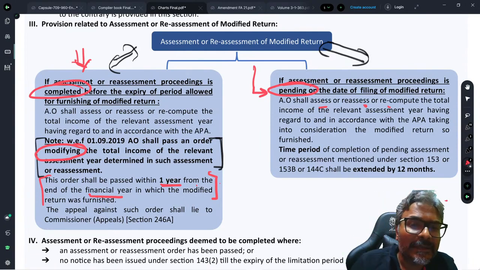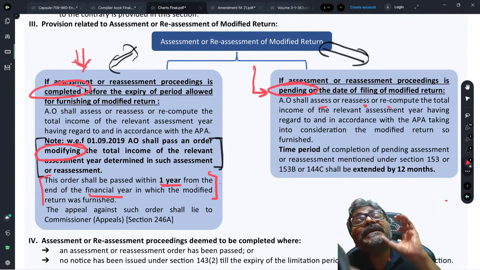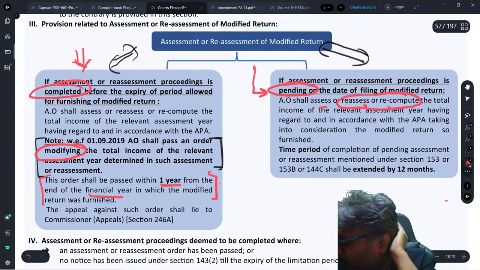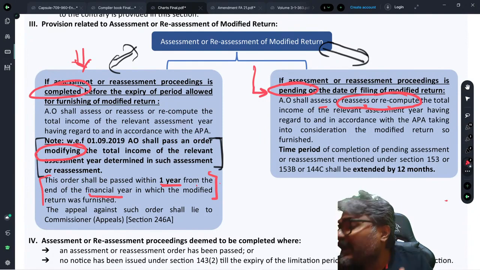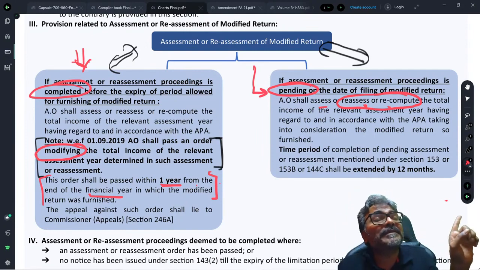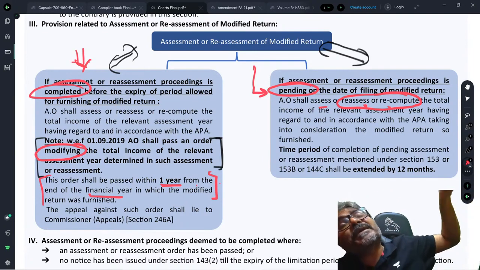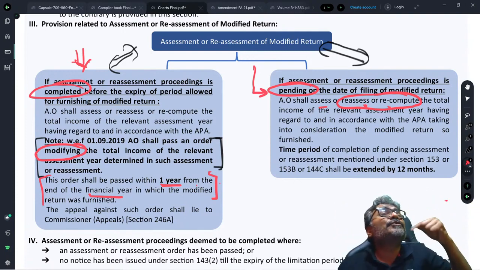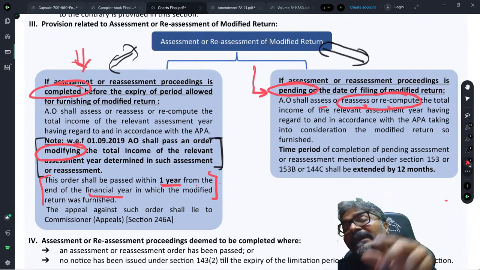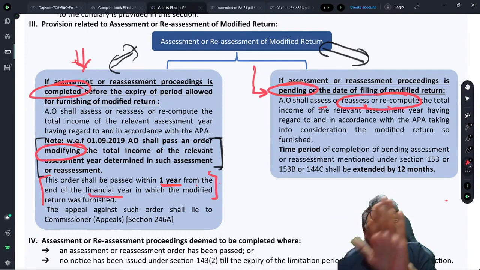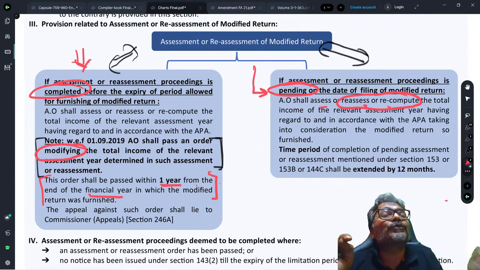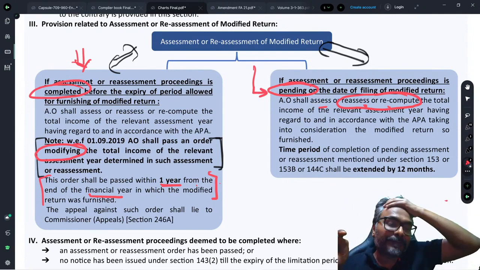Then what is the implication? Whether the AO will have the power to reassess or recompute based on that particular modified return? Answer is yes. So did you realize the difference? If the assessment is already completed and thereafter the modified return is filed, then the jurisdiction available with the AO is only to modify its order. Whereas if the assessment for that particular rollback year is pending and thereafter the modified return has been filed, then the AO shall reassess or recompute the entire total income.